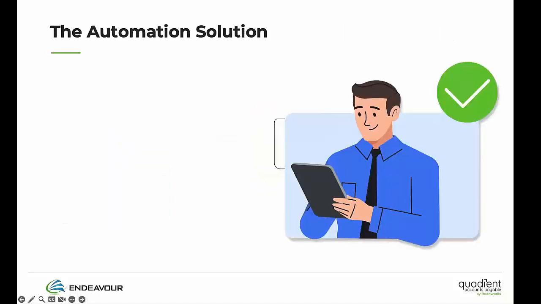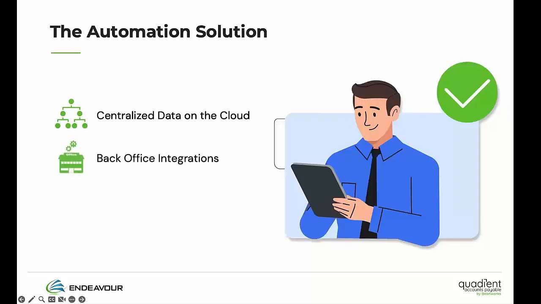Now, adopting automation helps eliminate both these concerns. And because data is centralized on the cloud, it can be accessed from any location at any time. And a good automation software will also integrate with things like your accounting system, meaning that all the information you need will be readily available.